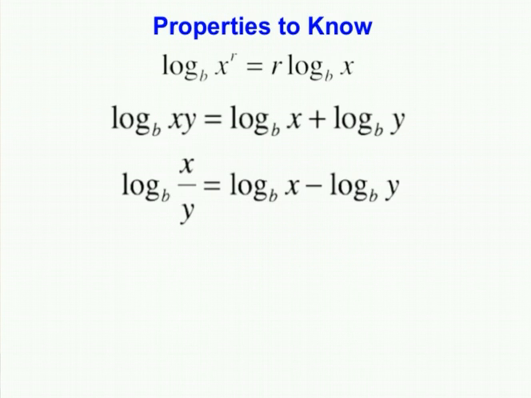So if you're familiar with logs, they're also going to throw the properties at you, but they won't be in a super difficult setting. So the 3 properties I'm referring to are, if you have a power on your thing behind the log, in this case my r, you can drop that out front. So if I have x to the r for a log base b, that means I could drop that r out front. You can also go backwards. I could bring that r up and make it the power on the x behind it.